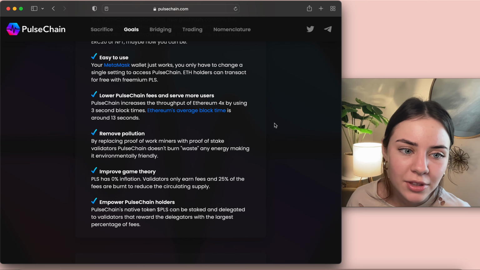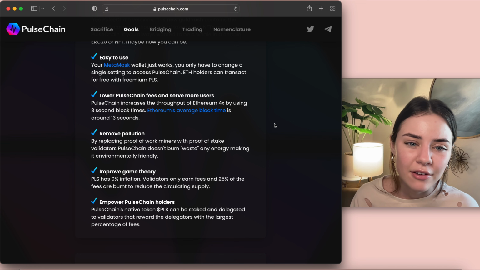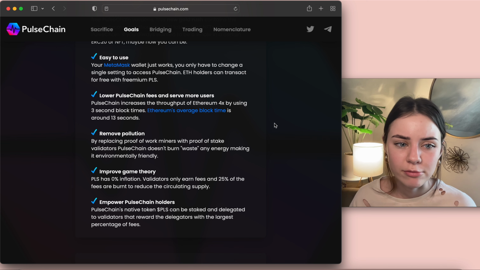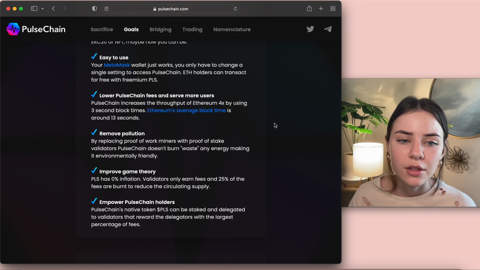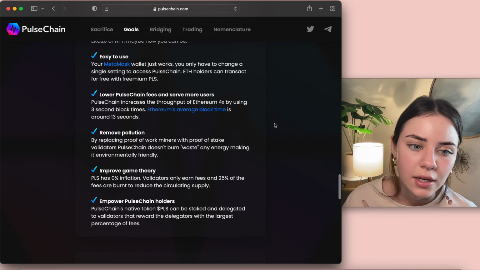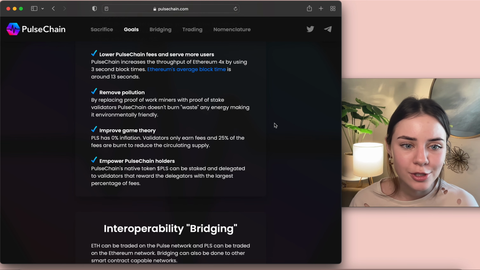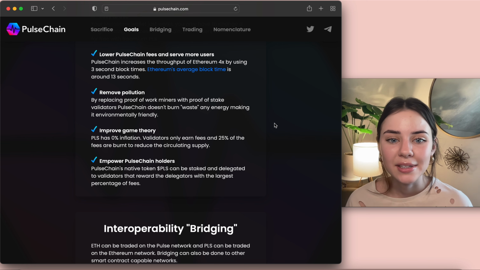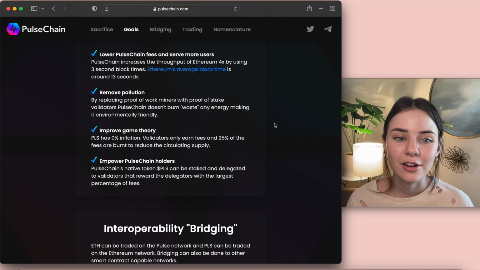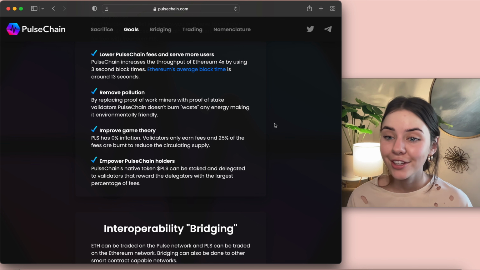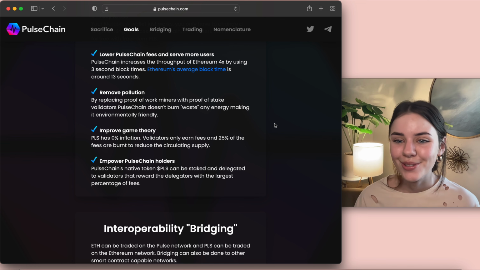And then improved game theory. Pulse has 0% inflation. Validators only earn fees and 25% of the fees are burnt to reduce the circulating supply. And then empower PulseChain holders. PulseChain's native token Pulse can be staked and delegated to validators that reward the delegators with the largest percentage of fees. So you're going to have the opportunity to stake Pulse as well.